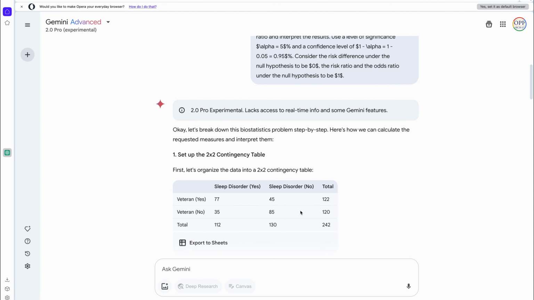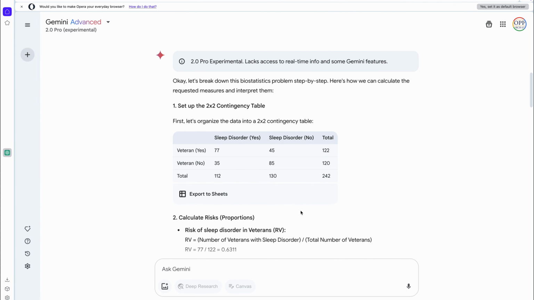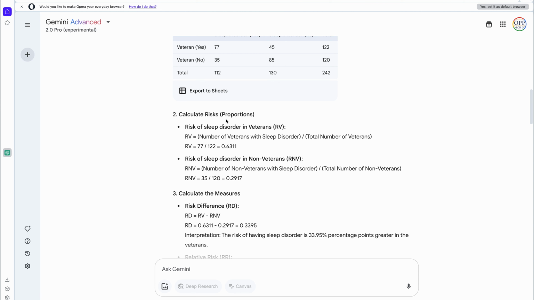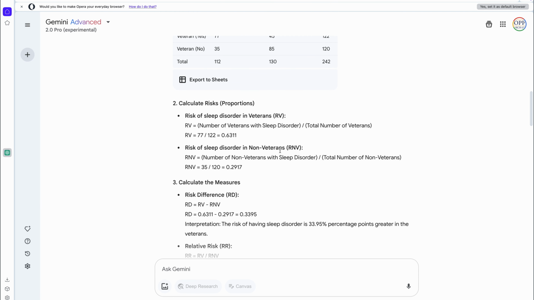So let's see what Gemini came up with. Very nice. At first, it broke down the problem into a contingency table, and we see the 4 joint frequencies there, and then the marginal frequencies with a total of 242. Then it goes on to calculate the risk. And those are the proportions. It seems to do the number of veterans with sleep disorder divided by the total number of veterans. So that's going to be a conditional probability there, as we require, both for the veterans and the non-veterans.